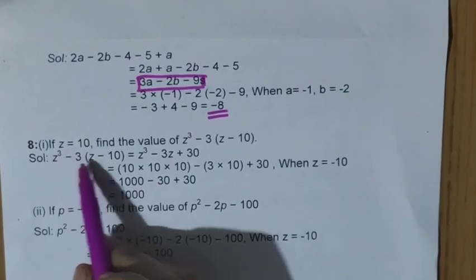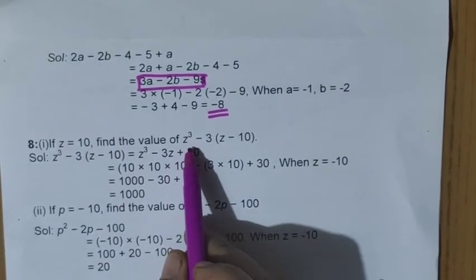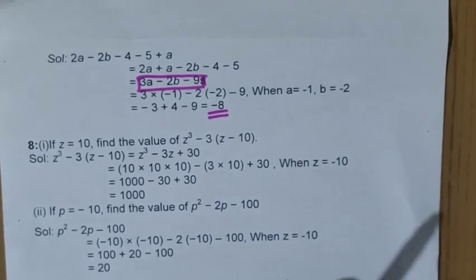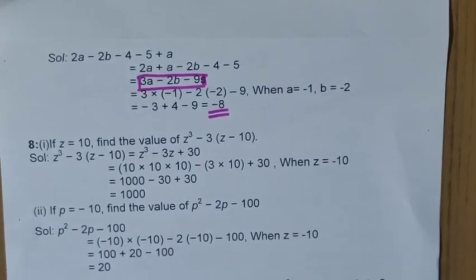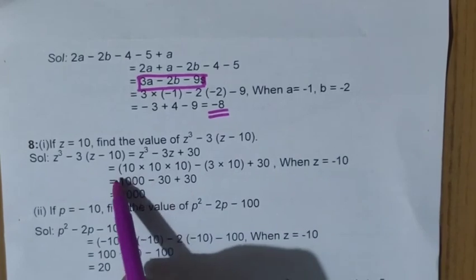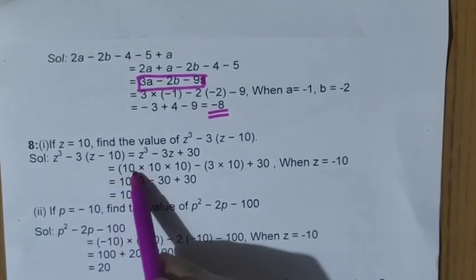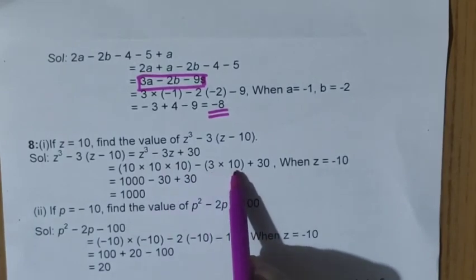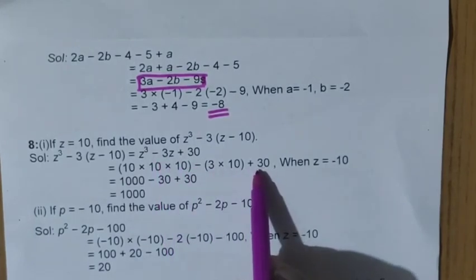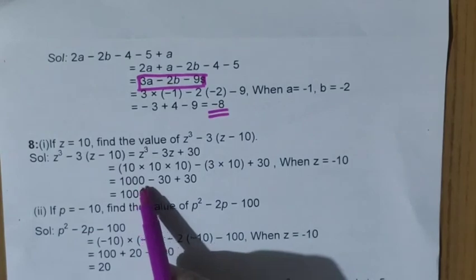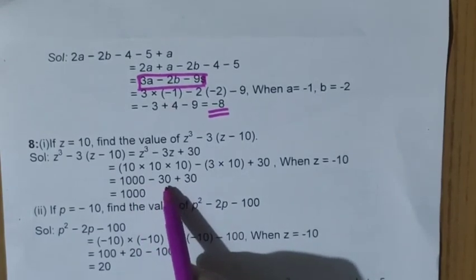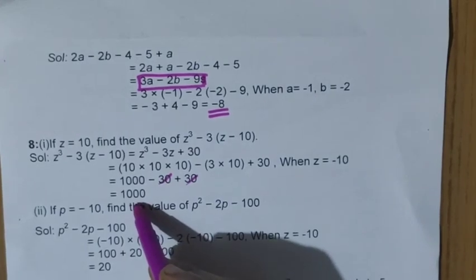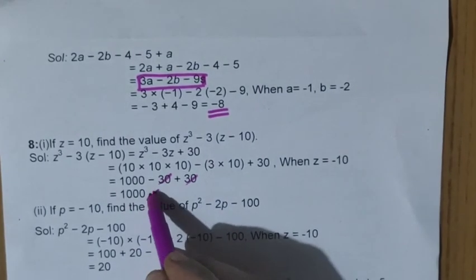Eighth question, z equal to 10, find z cube minus 3 into z minus 10. Here simplification is not asked, so directly you can put z equal to 10. So z cube is 10 into 10 into 10, minus 3 into 10, and plus 30. So 10 cube is 1000, minus 3 into 10 means minus 30, plus 30. So minus 30 plus 30 will get cancelled. So what is the answer? We will get 1000. 1000 is the answer.